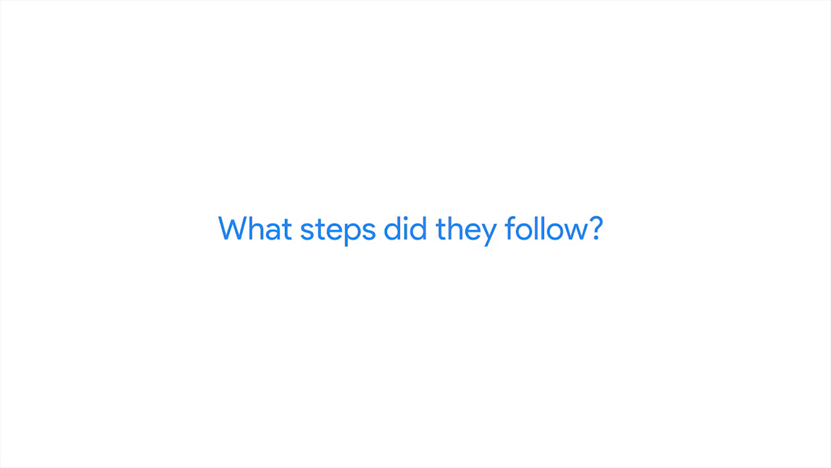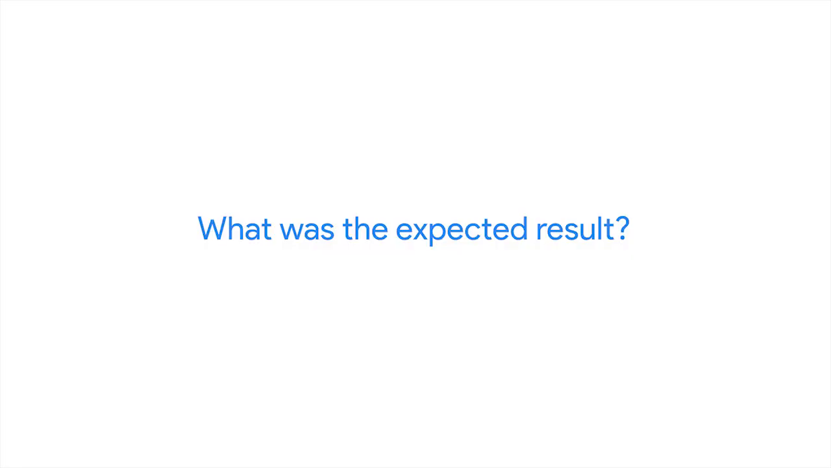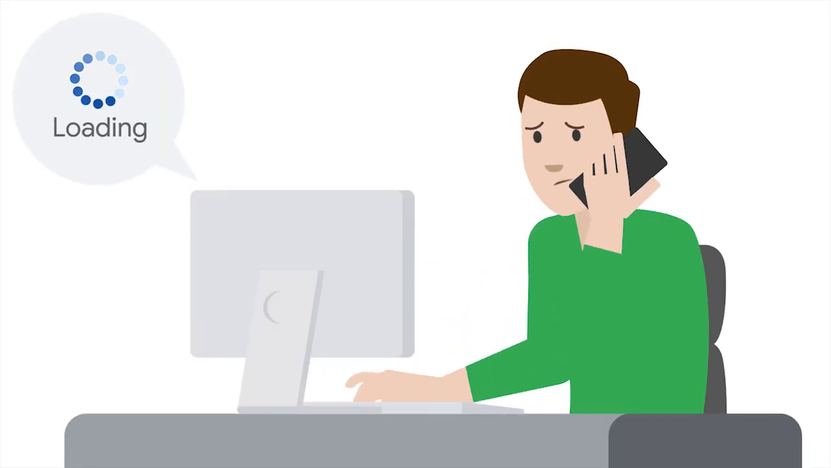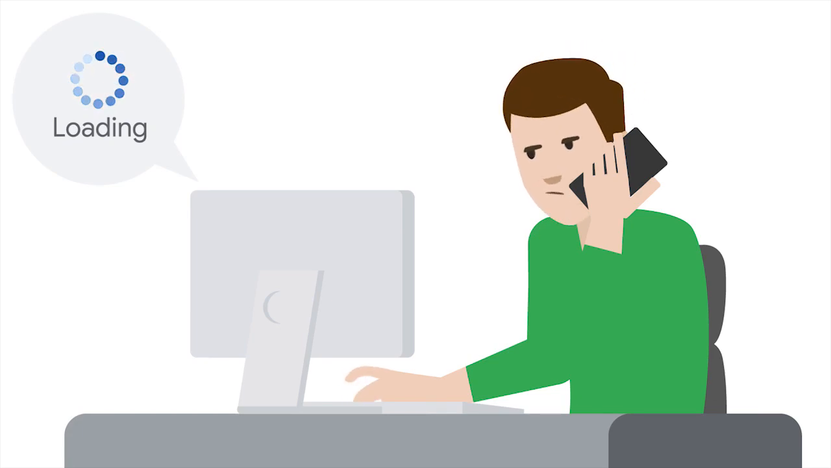The user tells you that they're trying to access the website. What steps did they follow? They tell you that they opened the website URL and entered their credentials. What was the expected result? They expected to see the sales system's landing page. What did they get instead? The web page just keeps loading. It stays blank forever. Okay, so now you've gone from "it doesn't work" to "when I try to log in, the page keeps loading and never shows the landing page."